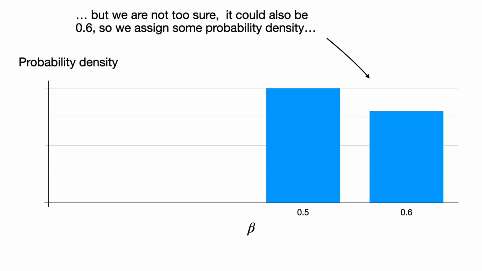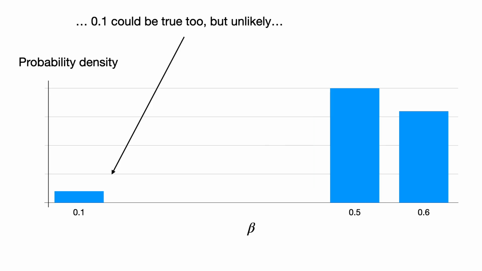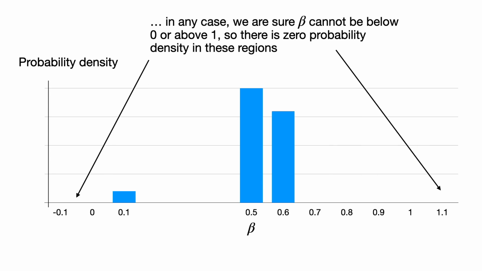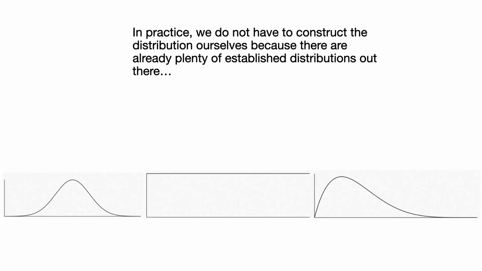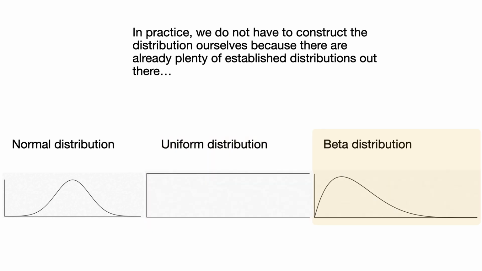But we are not too sure, it could also be 0.6, so we assign some probability density. 0.1 could be true too, but unlikely. In any case, we are sure that beta cannot be below 0 or above 1, so there is 0 probability density in these regions. So that's the idea of assigning a prior distribution. In practice, we do not have to construct the distribution ourselves because there are already plenty of established distributions out there. Normal distribution, uniform distribution, beta distribution, and these are just to name a few.